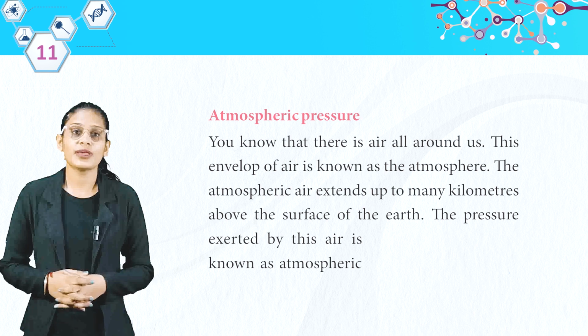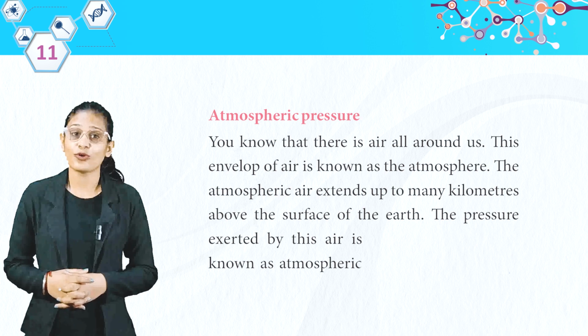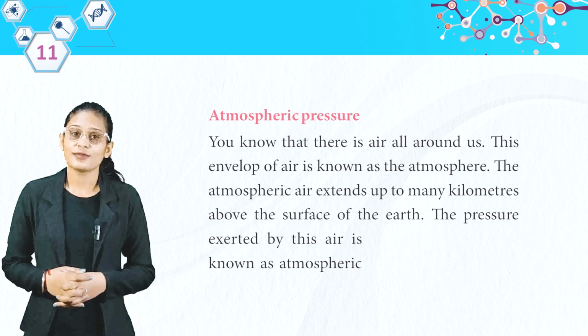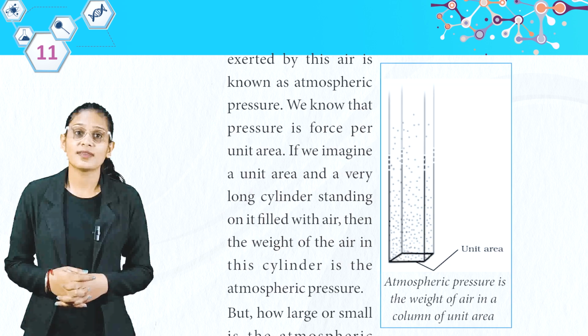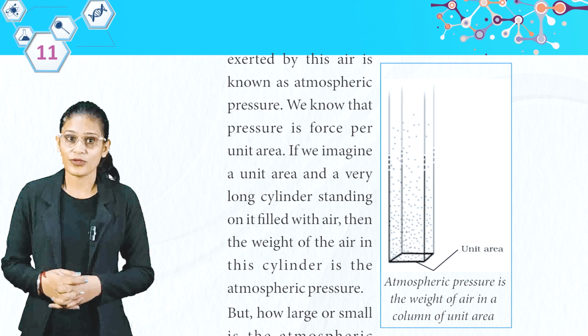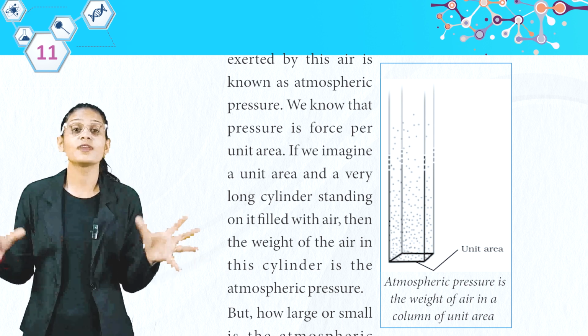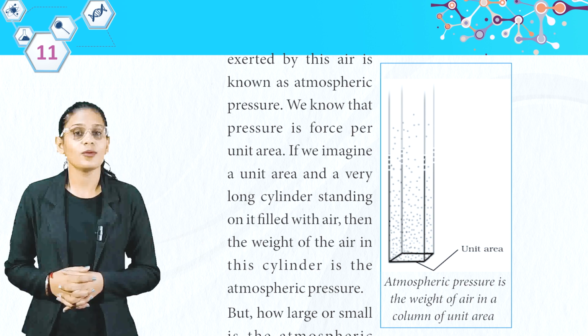This envelope of air is known as the atmosphere. The atmospheric air extends up to many kilometers above the surface of the earth. The pressure exerted by this air is known as atmospheric pressure. So students, the air pressure that is exerted, what do we call it? The air of the atmosphere, we call it atmospheric pressure.